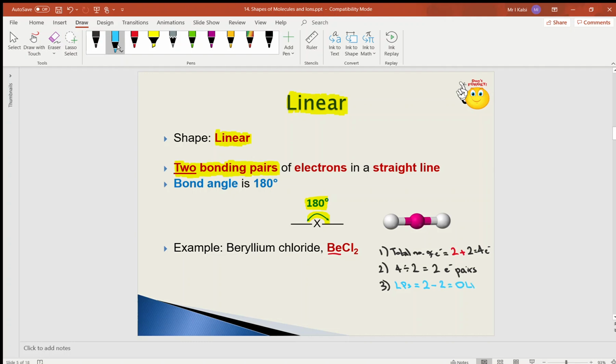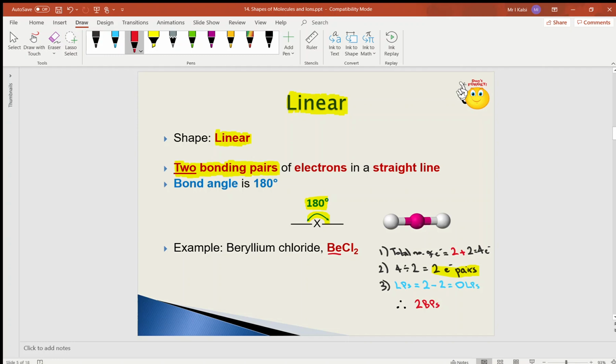Lone pairs. So therefore, and this is the important part, and you'll get more and more used to it as we go through this lesson, my conclusion is, out of these 2 electron pairs, if none of them are lone pairs, it must mean that I have therefore got 2 bonding pairs of electrons. Okay, if I've got 2 electron pairs, either it's going to be 2 bonding pairs, or it could be 1 bonding pair, 1 lone pair.